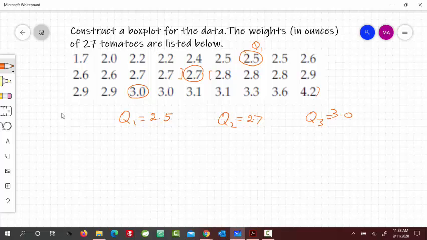Now the next thing is to find the interquartile range, or IQR. That would be the third quartile minus the first quartile, the difference between the first and third quartile, that is 3.0 minus 2.5, which is equal to 0.5.